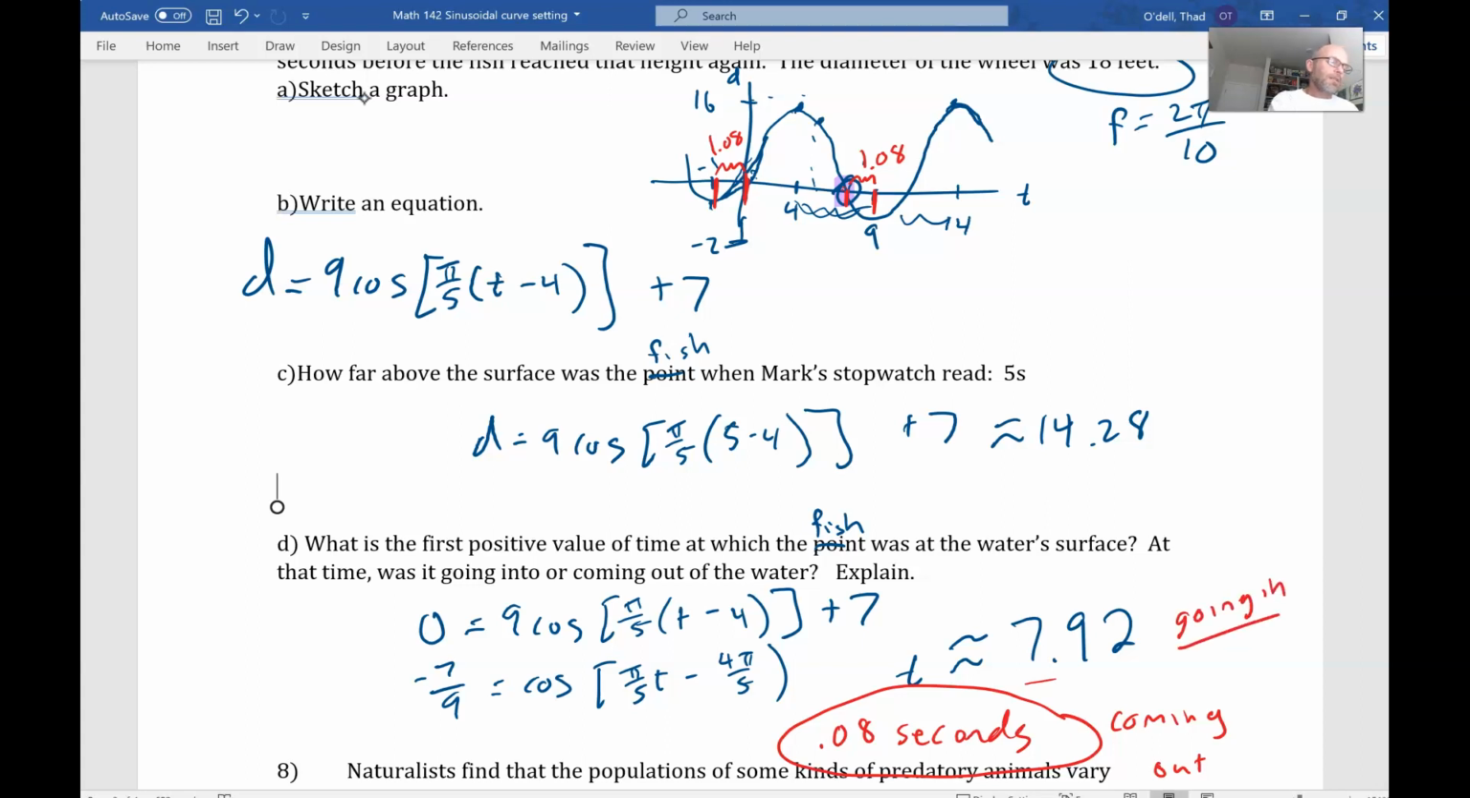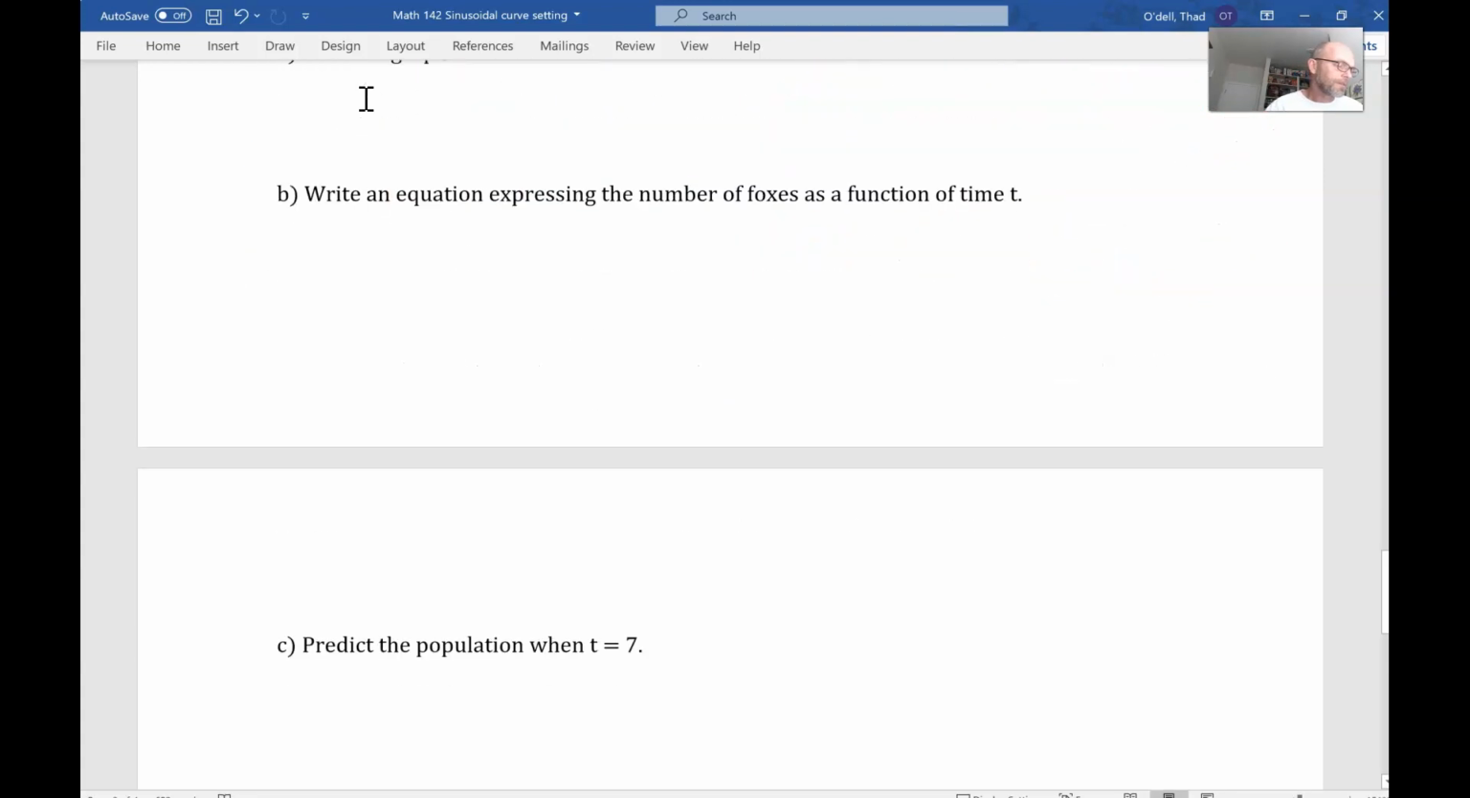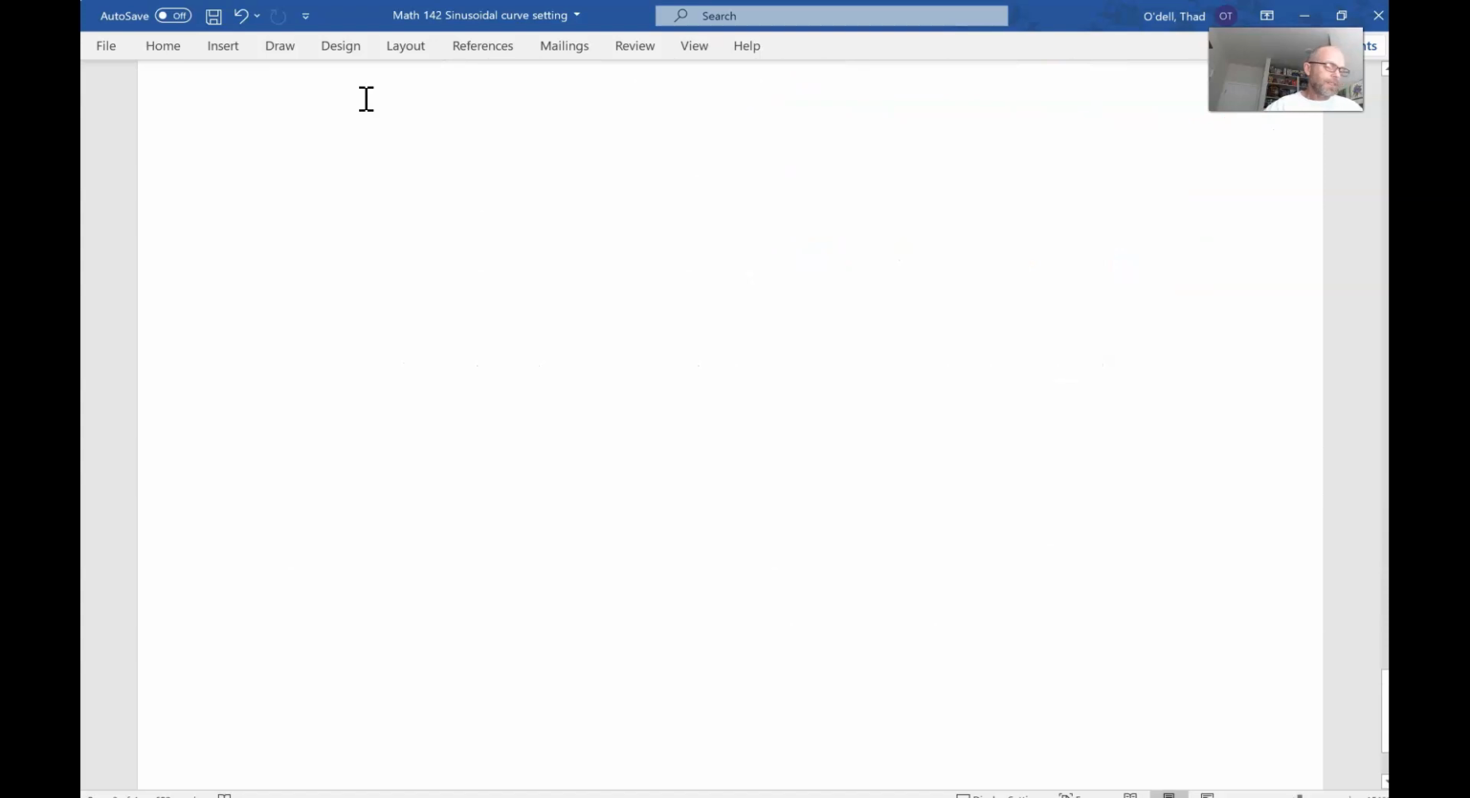Again, we can tell these by looking at the graphs. Okay, I think I'll stop there. Hopefully this is helpful.